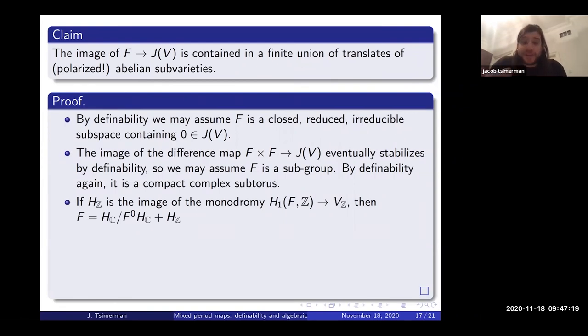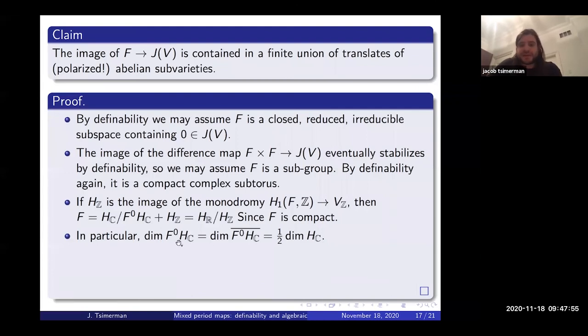But now the point is that you're Griffiths transverse. The image of F is Griffiths transverse. So you have some Griffiths transverse compact complex subtorus. And so if you let HZ be the integral monodromy of your compact complex subtorus, then you have to lie in this quotient. So F is going to equal this quotient here, which must be the same as the real points among the integral points, because your guy is compact complex.